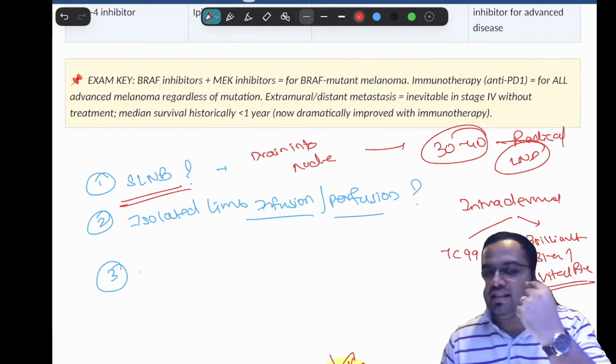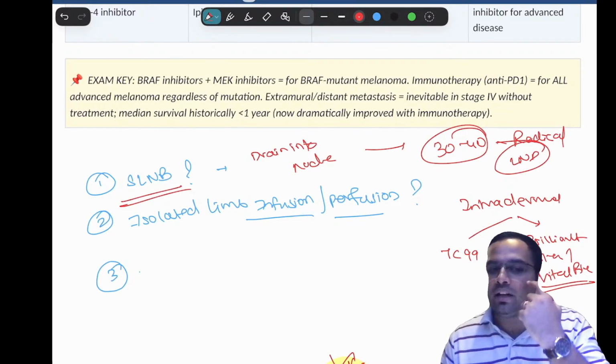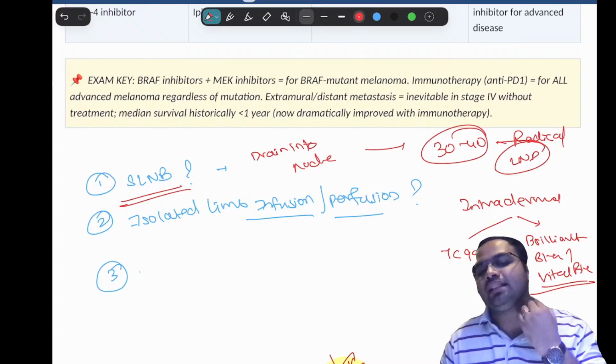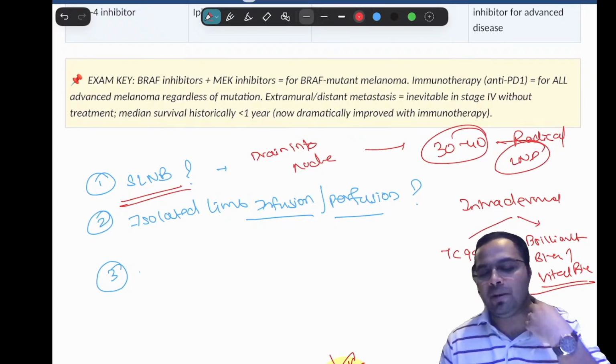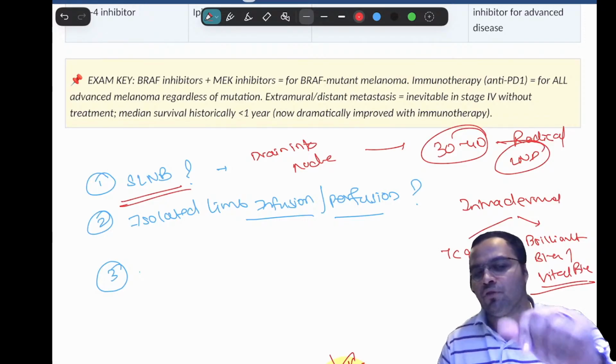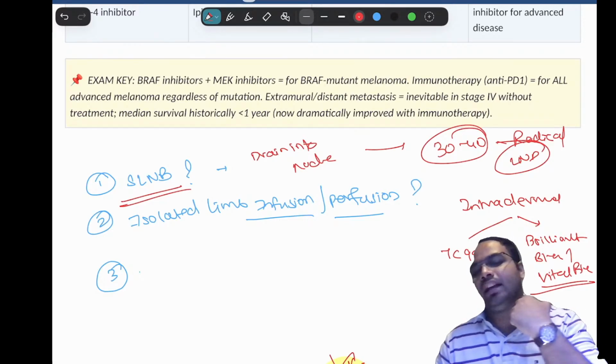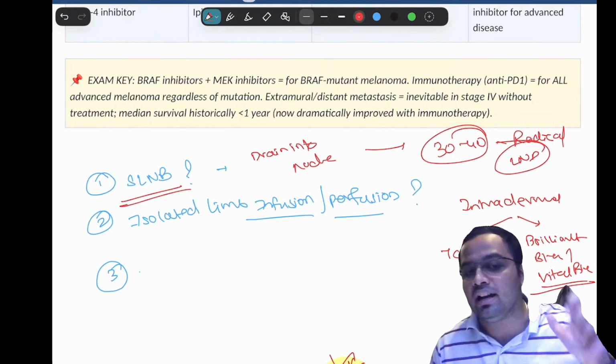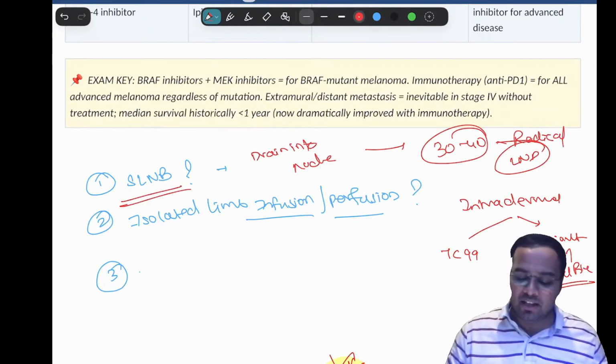So you first inject the dye, then you remove the lesion, and then you scan with the gamma probe. There is a probe, and you place the probe over this region. Oh, this lymph node is highlighting. This lymph node is picking up the gamma activity. Or you take a small incision and you see a blue colored lymph node. So you cherry pick these lymph nodes and send them for SLNB. This is nothing but sentinel lymph node biopsy.